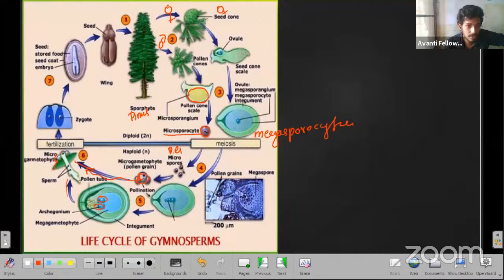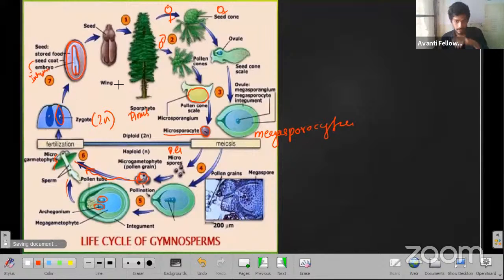It is giving rise to the zygote, which will be in the diploid condition. Later it will form an embryo, with the seed coat. Where did the seed coat come from? These integuments will form this particular seed coat. The seed coat will be formed from the integument.